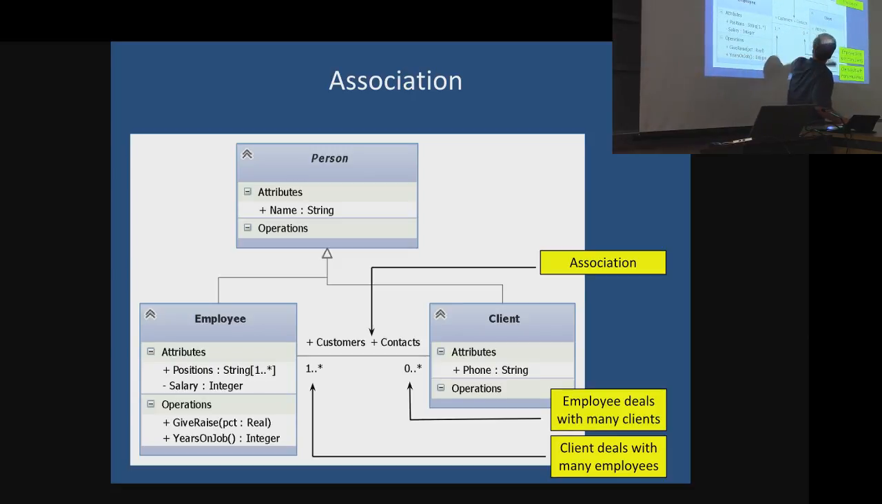Basically, the client is going to contain one or more references to employees, and employee is going to have 0 or more references to clients, is what it's telling me. I just chose to emphasize that relationship. Employee refers to clients, clients refer to employees.